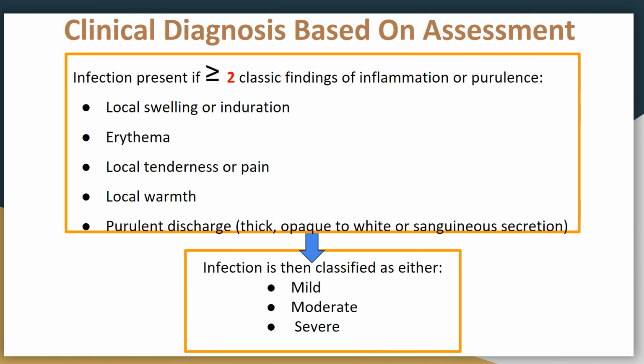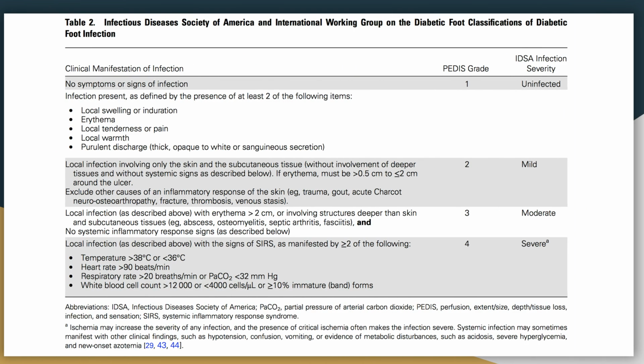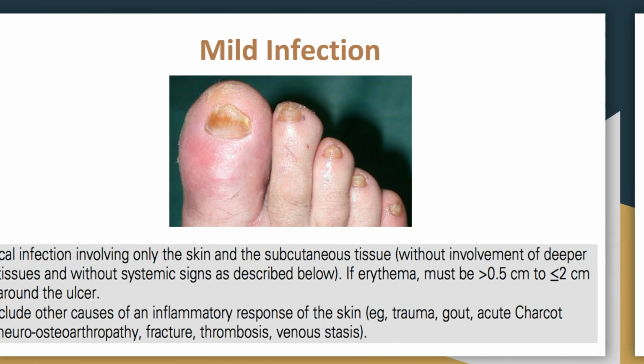Clinically, infection is diagnosed based on the presence of two or more classic findings of inflammation or purulence, as outlined in the assessment video. The infection should then be classified as either mild, moderate, or severe. This diagnosis of an infection severity therefore determines the appropriate management plan required for the presenting infection. This table by the Infectious Disease Society of America, an international working group, outlines the classification for a diabetic foot infection, which will now be discussed.